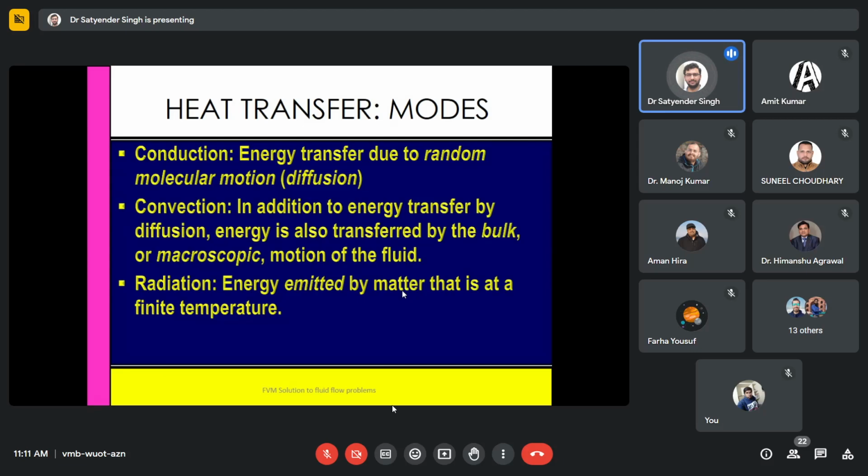Another is convection, where in heat transfer, in addition to energy transfer by diffusion, energy is also transferred by bulk or macroscopic motion of the fluid. We call that the bulk movement of the fluid. Similarly, momentum is also transferred in a similar way when there is a bulk or macroscopic movement of the fluid. So these two are well applicable to fluid flow problems.